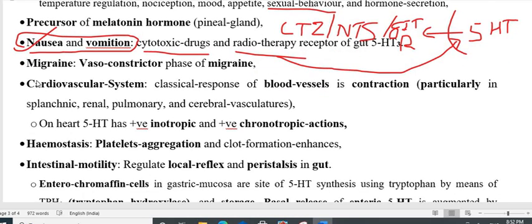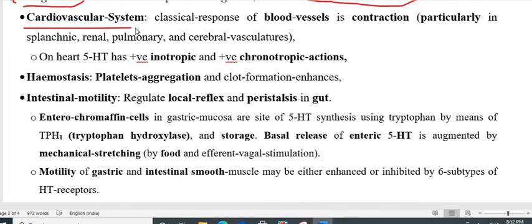This is also concerned with migraine, and with cardiovascular and smooth muscle function. When 5-HT acts on the smooth muscle of the cardiovascular system and of the intestinal GI tract, it regulates smooth muscle contraction in both. In the cardiovascular system, it produces vasoconstriction. And when we talk about the heart, 5-HT stimulates the heart and produces positive chronotropic and positive inotropic effects. So this is very, very important.